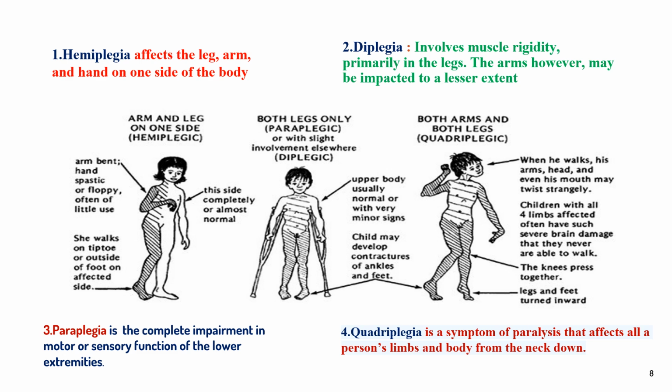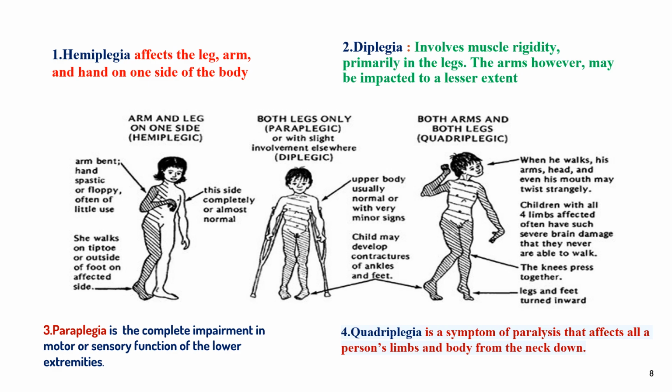Hemiplegia affects one side of the body, one arm and one leg. Quadriplegia affects all four limbs and the body from the neck down. And paraplegia affects both the legs. It is the complete impairment in motor or sensory function of the lower extremities. Pentaplegia affects all four limbs and the head or neck.